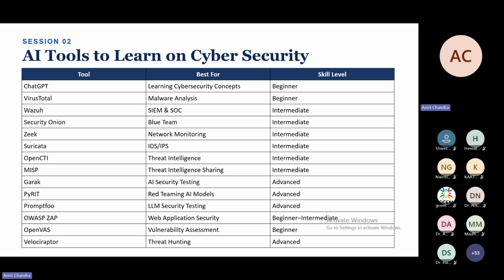So each tool has its own point of view. ChatGPT is for cybersecurity concepts. VirusTotal is for malware analysis. Wazuh is for SIEMs and SOC. Security Onion is for blue team. Zeek is for network monitoring. Suricata is for IDS. So these kinds of tools you can use.